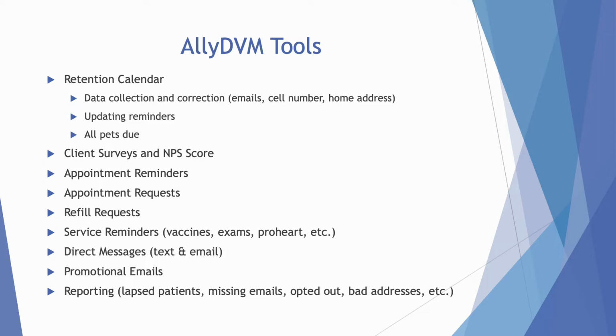So one of the most important things as far as CSR action steps has to deal with the retention calendar. The retention calendar is basically just a data collection and correction platform that you use. It's going to help you to get all the correct data for emails, cell numbers, home addresses. It also helps you to make sure that you have updated reminders in place for every patient that comes in, and helps you look through all the other pets that are due without having to go into the practice management system.